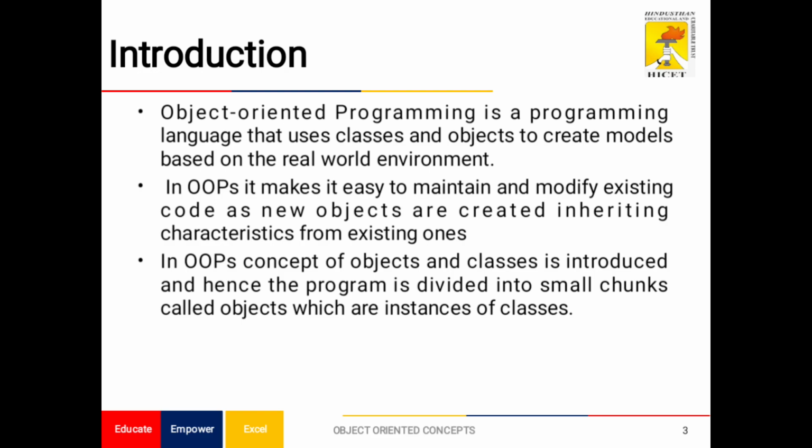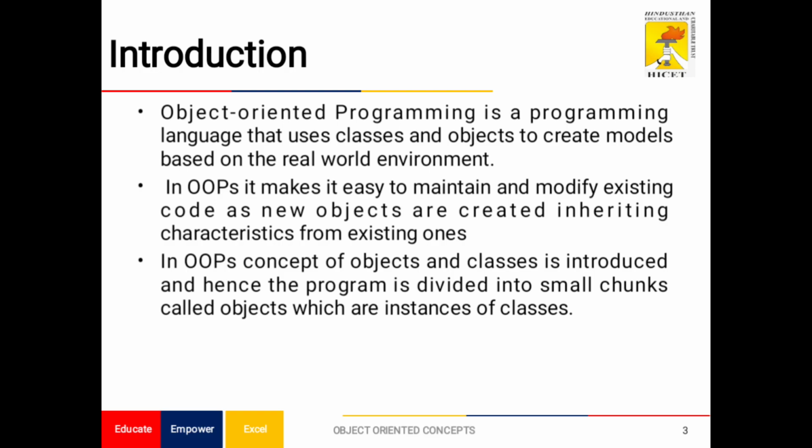Object oriented programming makes it easier for the user to maintain and modify existing code, as new objects are created by inheriting characteristics from the existing ones. The basic advantage of using the object oriented concept is the inheritance method, because the main class behaviors and attributes can be directly inherited by the subclasses. This is the main feature.